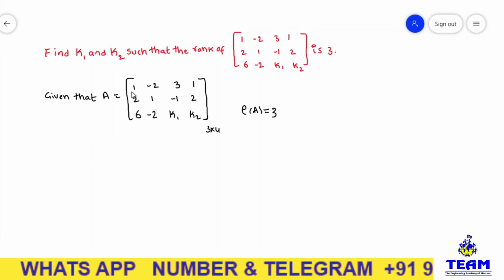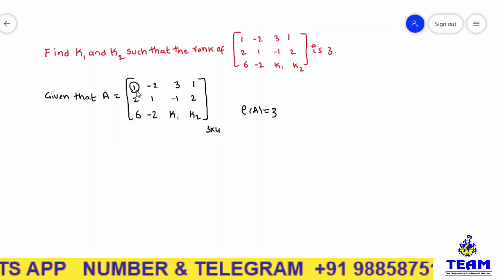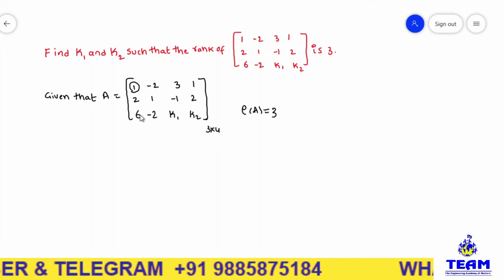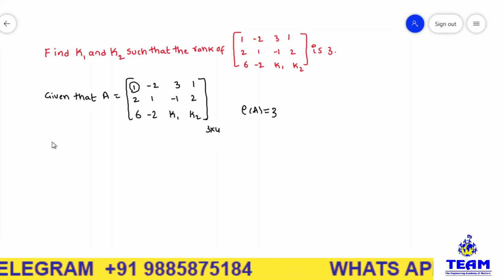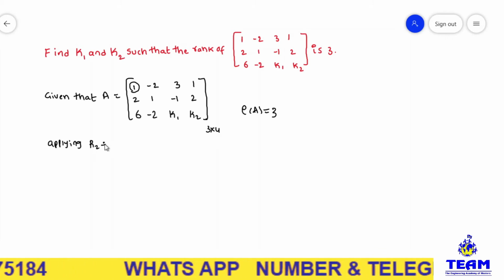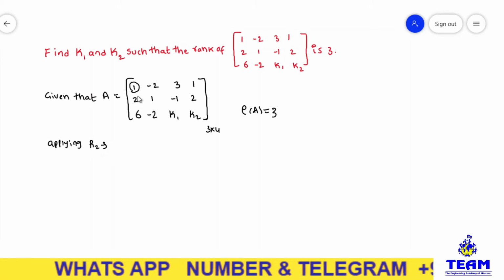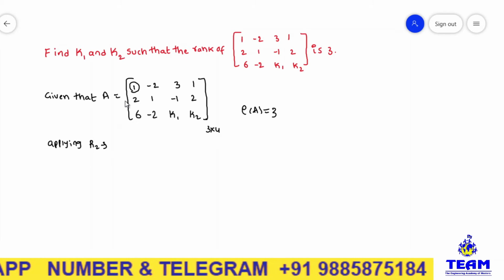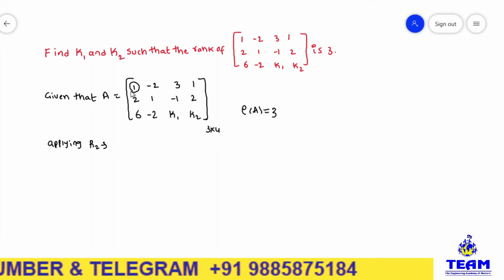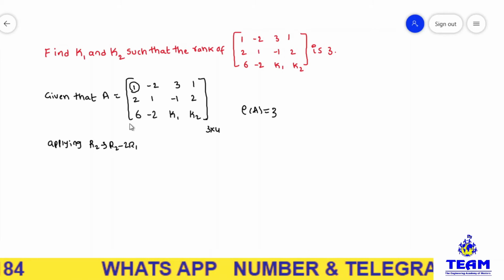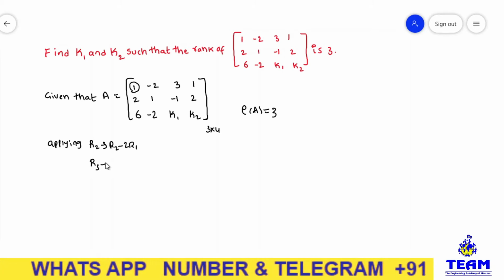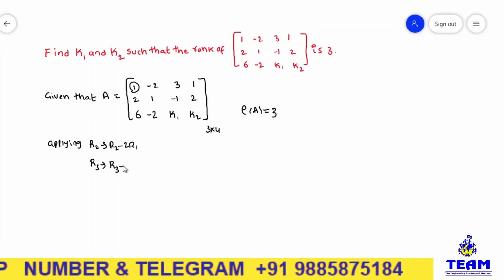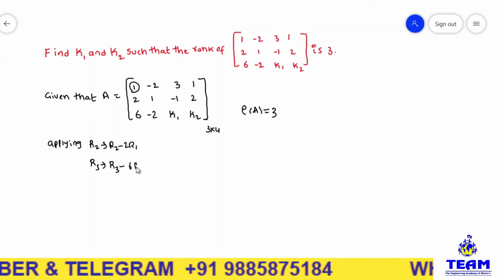So first, work on the first diagonal element. By using the first diagonal element, make the elements below the diagonal 0. For that we apply R2 tends to, here you have a 2. How can you make it 0? 2 minus 2. So R2 tends to R2 minus 2R1. Here you have a 6, so 6 minus 6 is 0. So R3 tends to R3 minus 6R1.